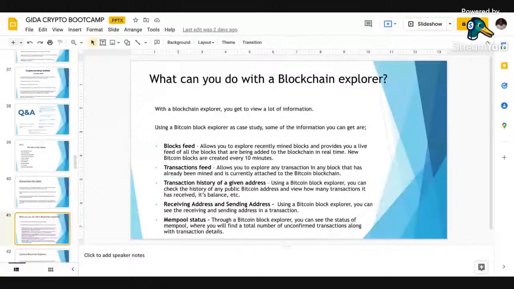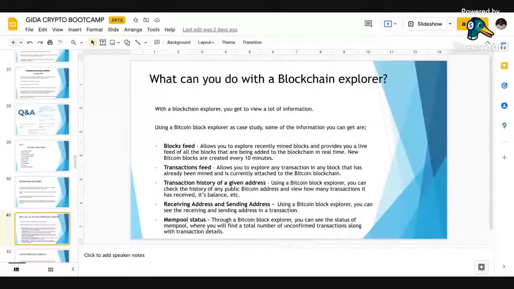You don't even need their permission to access it. Once you have the wallet address, you can access all transactions that have been done. So there is no way somebody has taken out money and is saying he didn't take it. On the blockchain, you can easily access this. We're going to practice this in real time so you can see how it is done. Using a blockchain explorer, you can also see the receiving and sending address in a transaction.